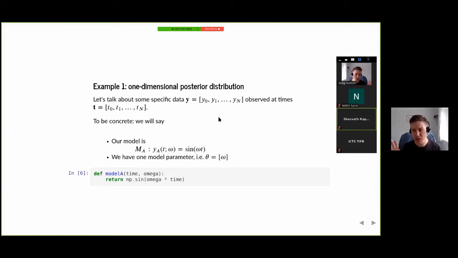Of course, you can generalize this to have an amplitude and a phase offset and all sorts of things, but we're going to keep with a simple case. Then we can code this up in Python. I'll just say model A, and it just returns sine of omega times time.